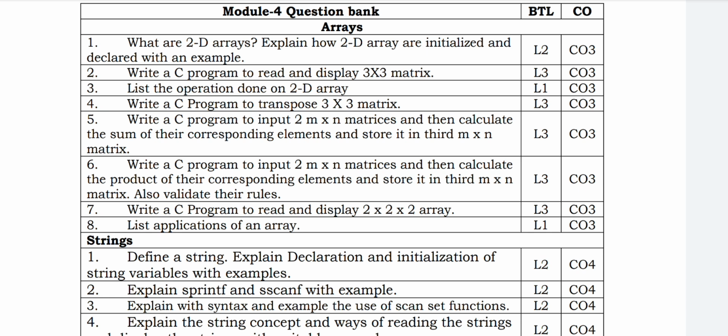Fifth question, write a C program to input two m×n matrices and then calculate the sum of their corresponding elements and store it in a third m×n matrix. Sixth question, write a C program to input two m×n matrices and then calculate the product of their corresponding elements and store it in a third m×n matrix. Also validate their rules. Seventh question, write a C program to read and display 2x2 arrays.